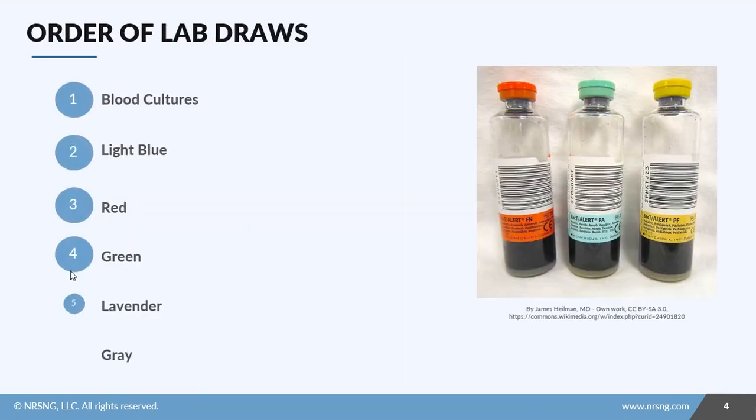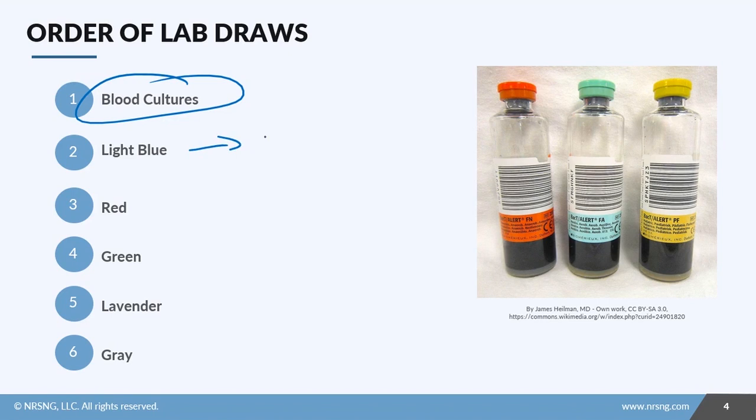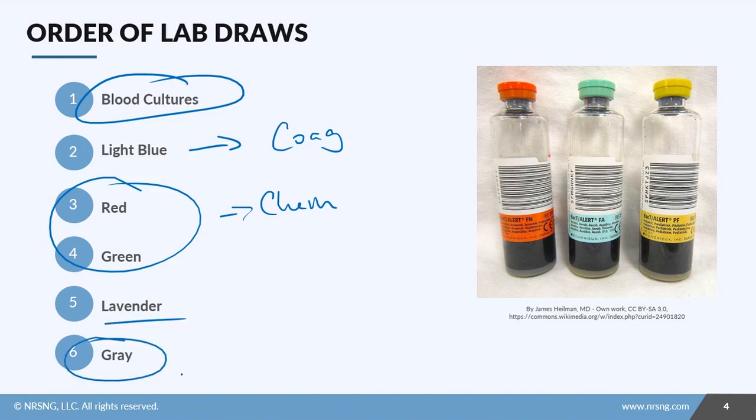What's the actual order that you draw them in? Well, here you go. The first thing we're going to draw is a blood culture, and you always want to do those first. Then you have your light blue top tubes, so these are going to be your coags. And then you have any potential chemistry, so this is going to be your red or green top. And then you have your lavender top. And then you have your gray for lactate or blood glucose.